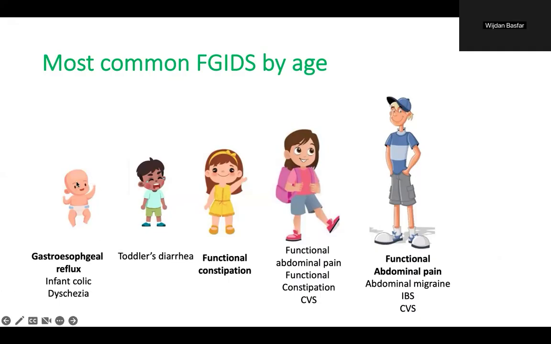Well, in this context, different age groups have different types and presentations of the disorder. In infancy, gastroesophageal reflux, infant colic, and dyschezia are very common. In the toddler age, toddler's diarrhea; preschooler, functional constipation. In school age, functional abdominal pain and cyclic vomiting syndrome. In adolescents, irritable bowel syndrome and abdominal migraine. Some of these conditions overlap between age groups, like functional constipation and functional abdominal pain.